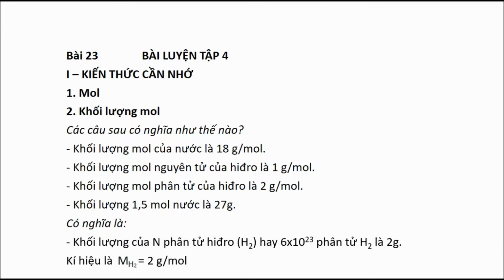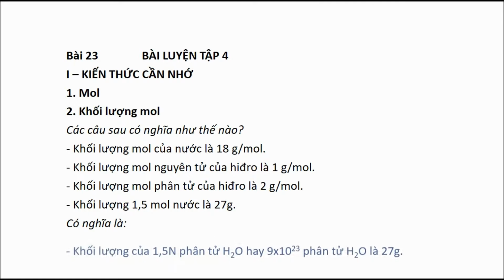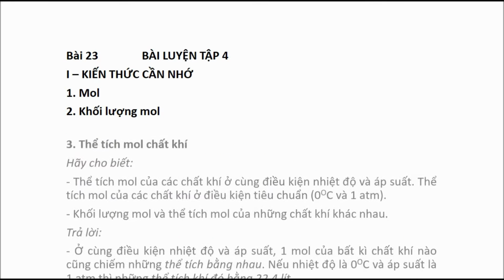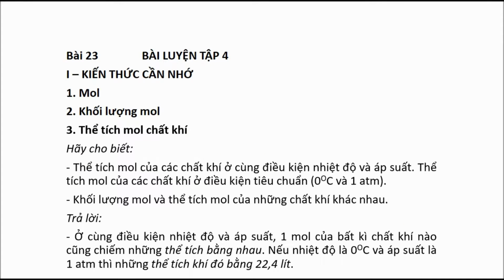The mass of n molecules of hydrogen H2, or 6 times 10 to the power of 23 molecules of H2, is 2 grams, denoted as mH2 equals 2 grams per mole. The mass of 1.5 n molecules of H2O, or 9 times 10 to the power of 23 molecules of H2O, is 27 grams. 3. Molar volume.